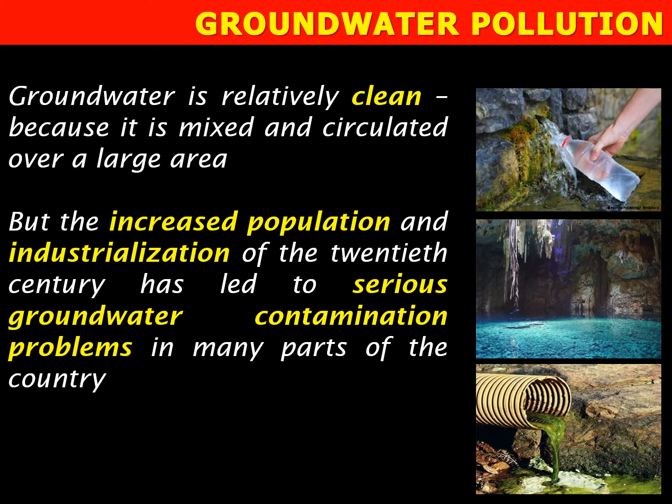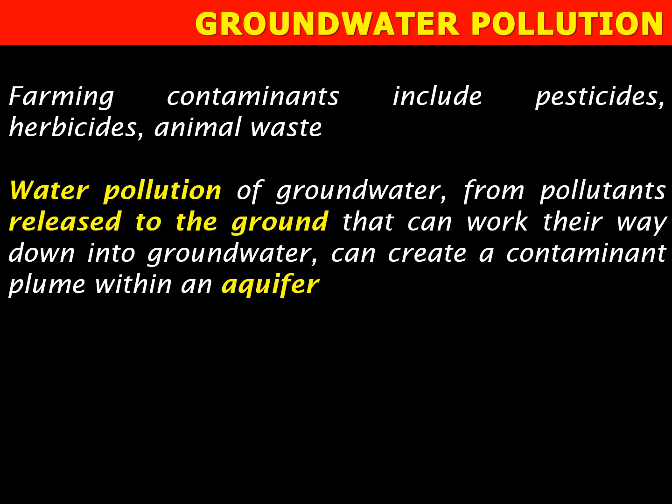Groundwater is relatively clean because it is mixed and circulated over a large area. But the increased population and industrialization of the 20th century has led to serious groundwater contamination problems in many parts of the country. For example, farming or agricultural practice contaminants include pesticides, herbicides, and animal waste. Pollutants released to the ground can work their way down into groundwater, and can create a contaminant plume within an aquifer.